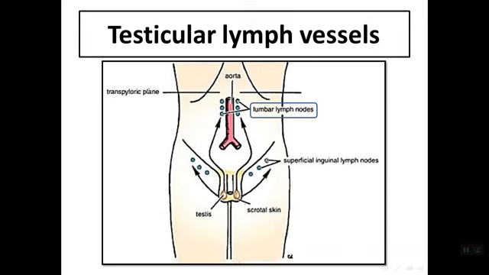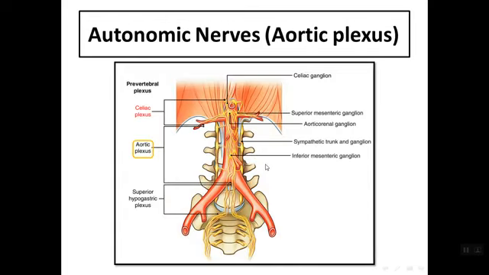So the lymph from the testis drains to the inside of the abdomen, to the lumbar lymph nodes, while that of the scrotum drains to the superficial inguinal lymph nodes. What are the nerves that pass through the spermatic cord? They are nerve fibers from the aortic plexus, which is autonomic and supplies the testis.